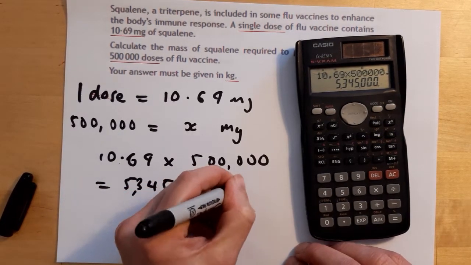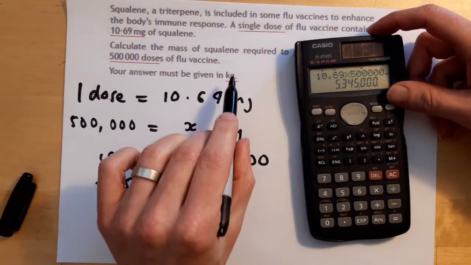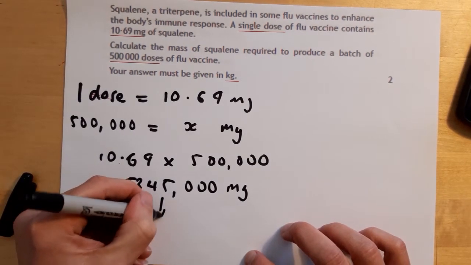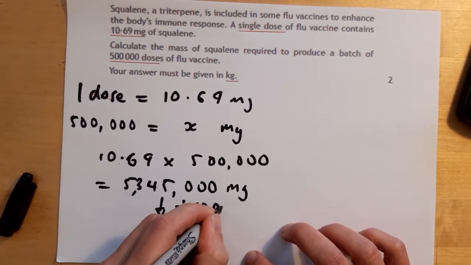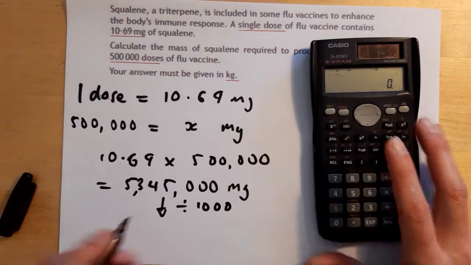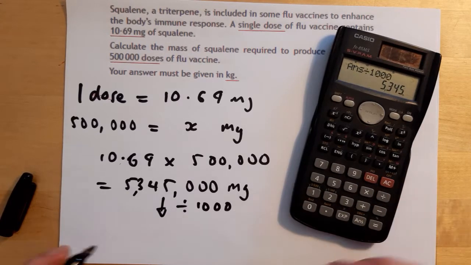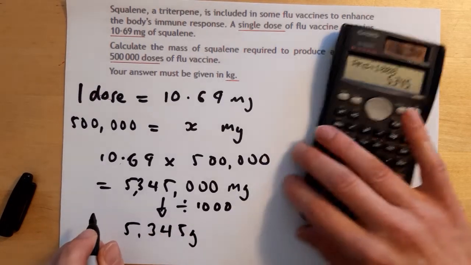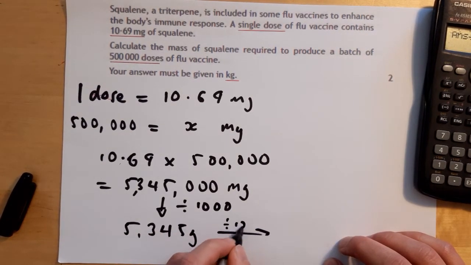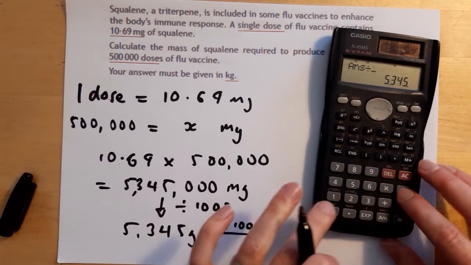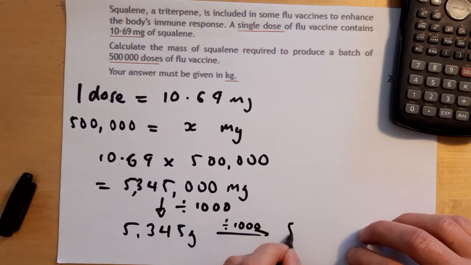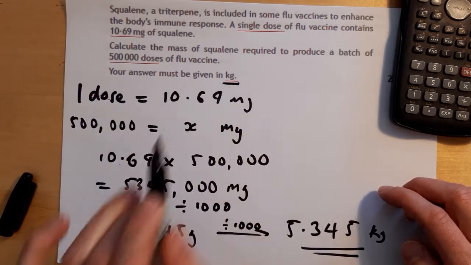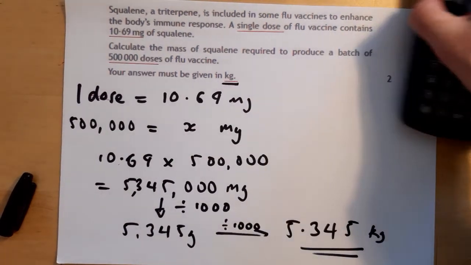5,345,000 milligrams in 500,000 doses. But remember, we want to get this into kilograms. So the way that we do that is we convert it into grams. If we divide it by 1,000, answer equals 5,345 grams. And if we divide that again by 1,000 to turn it into kilograms, that is 5.345 kilograms. Remember to put the units down if it asks for it. And there's our first one there. Okay, so that's the first question.